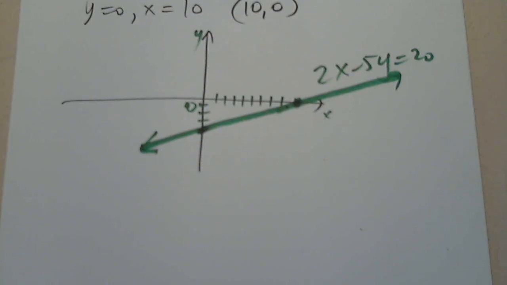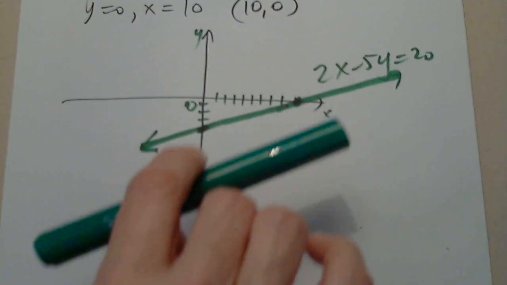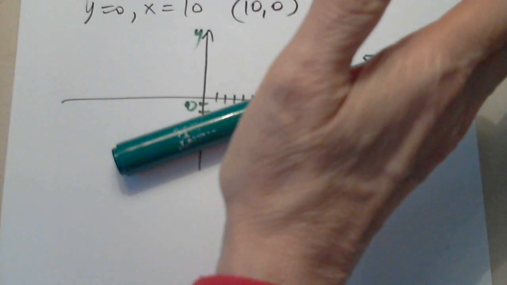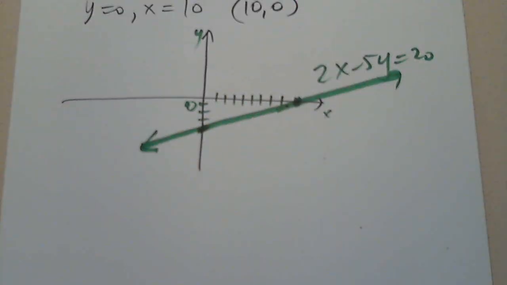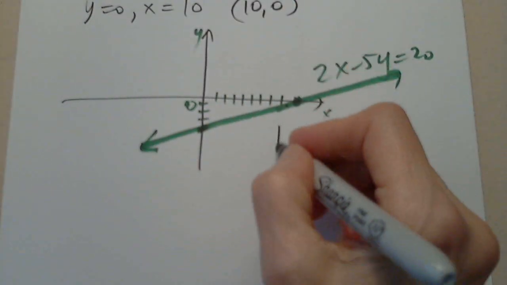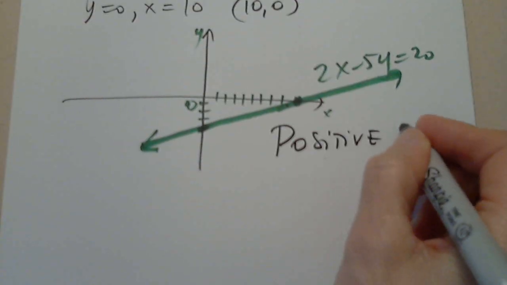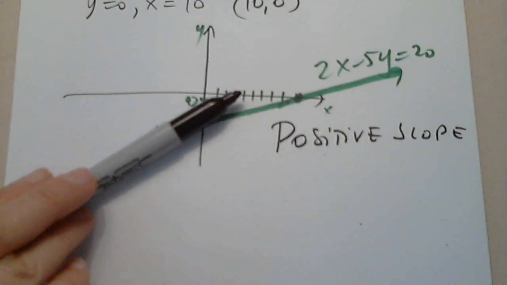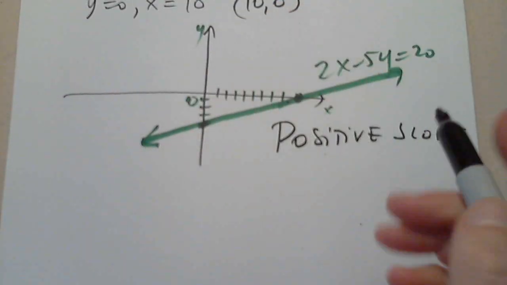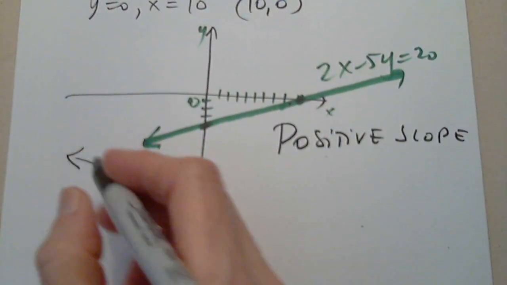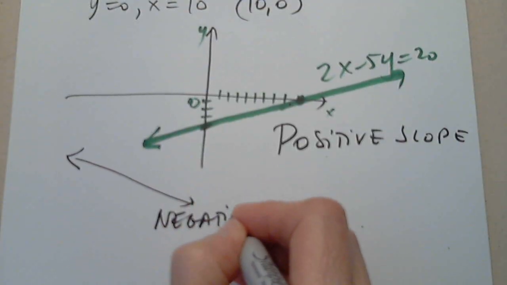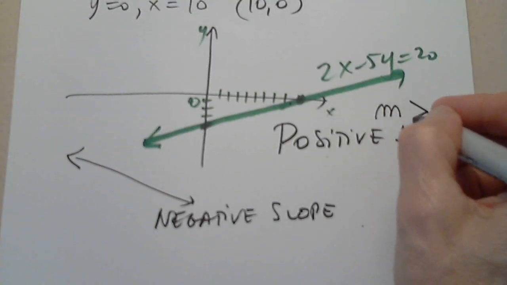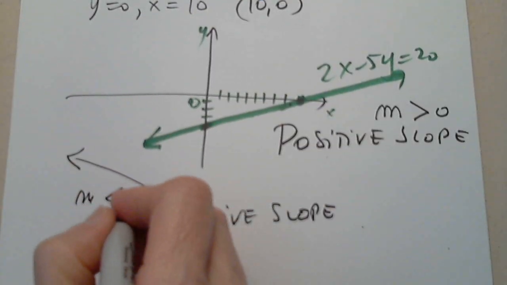Now, I would like to have this discussion early. Lines that go up from left to right have a positive slope. Increasing, the line is increasing. Lines that look like this have a negative slope. So here m, the slope is positive. Here m is negative.